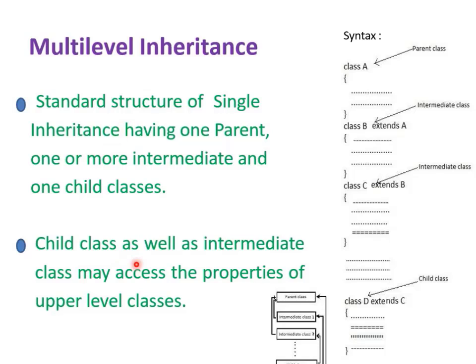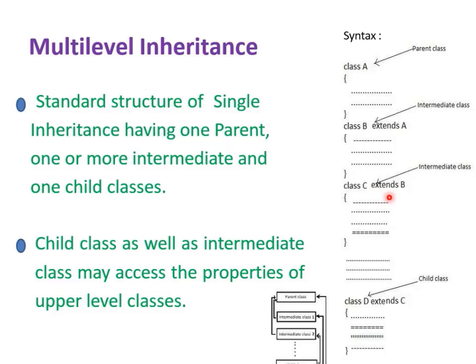Child classes as intermediate classes may access the properties of upper level classes, but you have to note one thing in multi-level inheritance. In this example we have class A, which is a parent class, and class B, which extends from parent class A. Then the next child, which is C, extends from B, not from A.